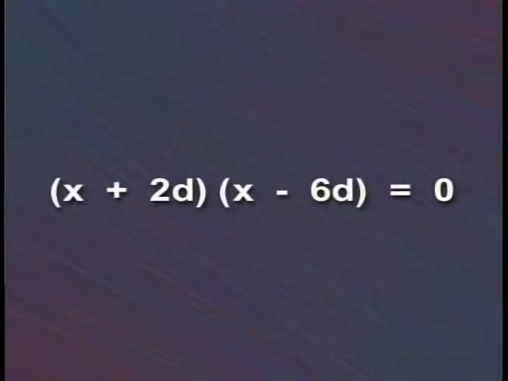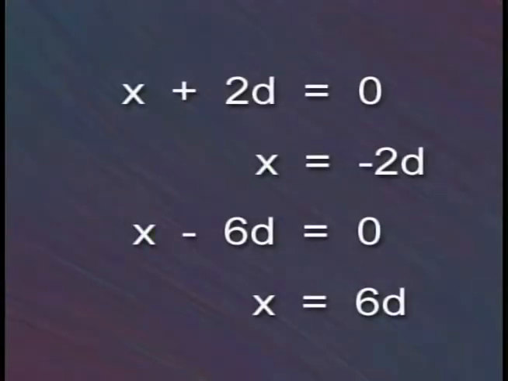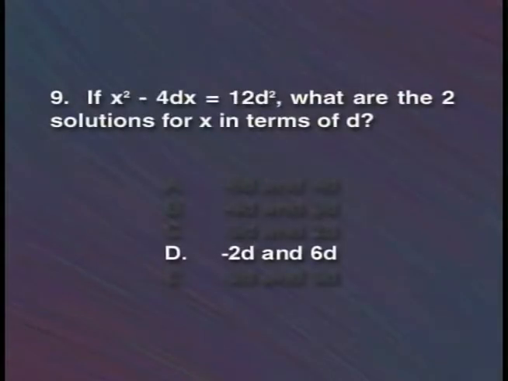Positive 2d times negative 6d equals negative 12d squared. For the middle term, a positive 2dx plus a negative 6dx add to a negative 4dx. Now we can set each factor equal to 0 and solve. X plus 2d equals 0, or x equals negative 2d. X minus 6d equals 0, or x equals 6d. Thus, x could be either negative 2d or a positive 6d. The correct answer is D.